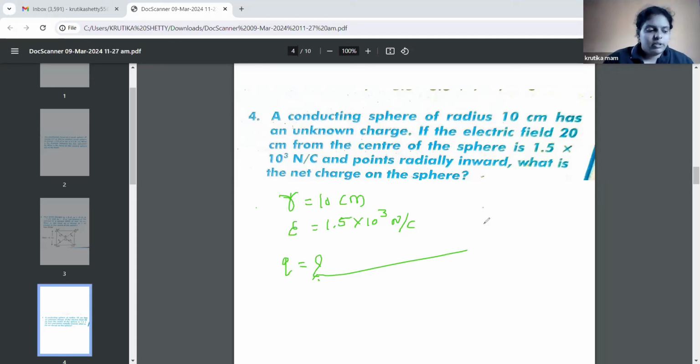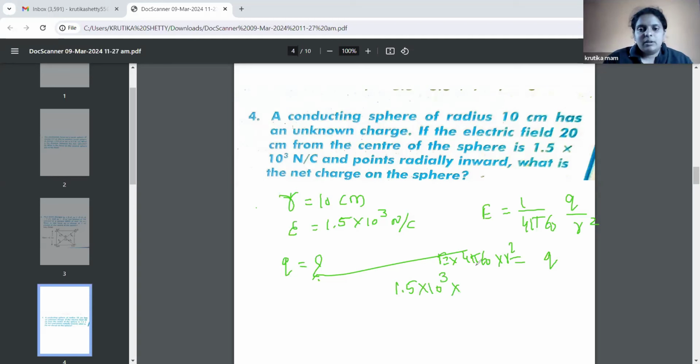So what you will do? You will use the electric field intensity formula. The electric field intensity is equal to 1 upon 4 pi epsilon naught Q divided by R square. They have asked for charge, very simple question. Charge Q is equal to what? It will be E into 4 pi epsilon naught into R square. So what is E value? E value is given, 1.5 into 10 raised to 3. Then 4 pi epsilon naught. So 4 pi epsilon naught will be 1 divided by 9 into 10 raised to 9. Let me tell you why, see students.